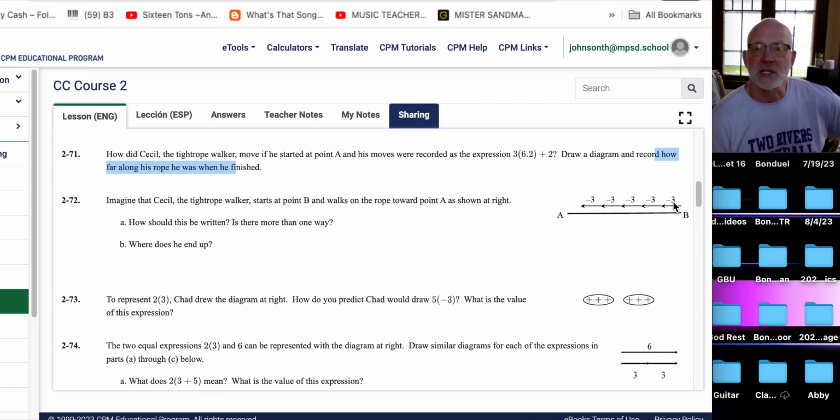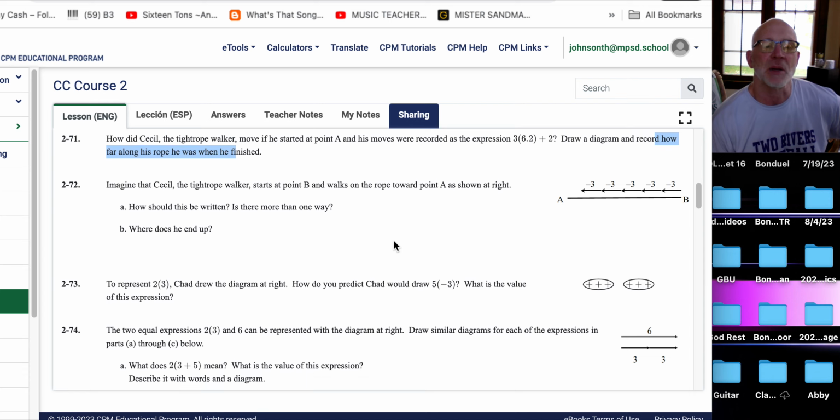Good. Imagine he starts at point B and walks towards point A, as shown here. How could you write this? Is there more than one way to write this? Of course there is, because we were just talking about that. Where does he end up?